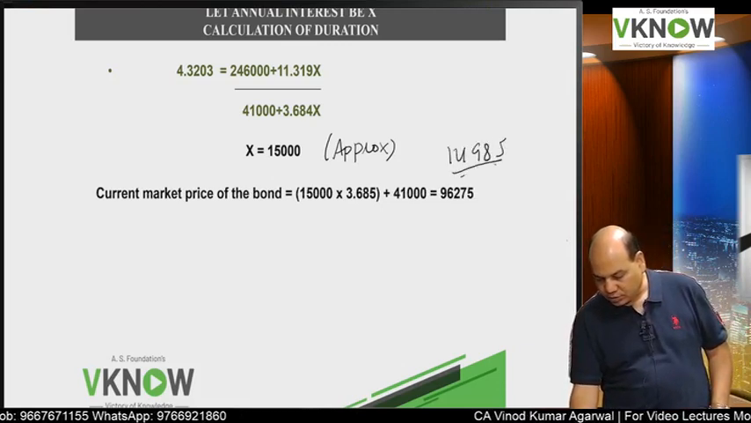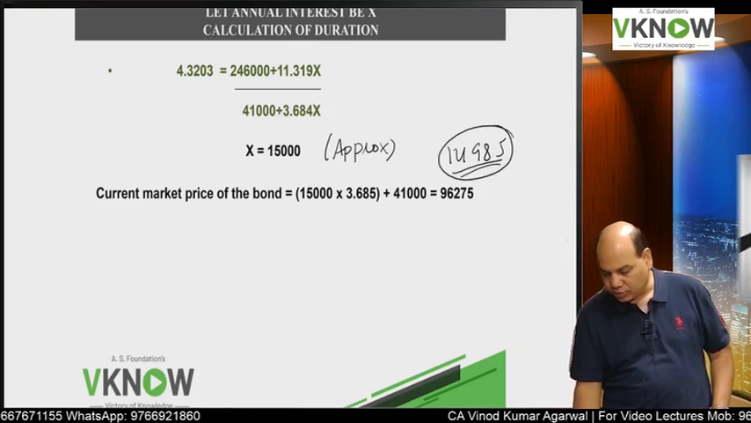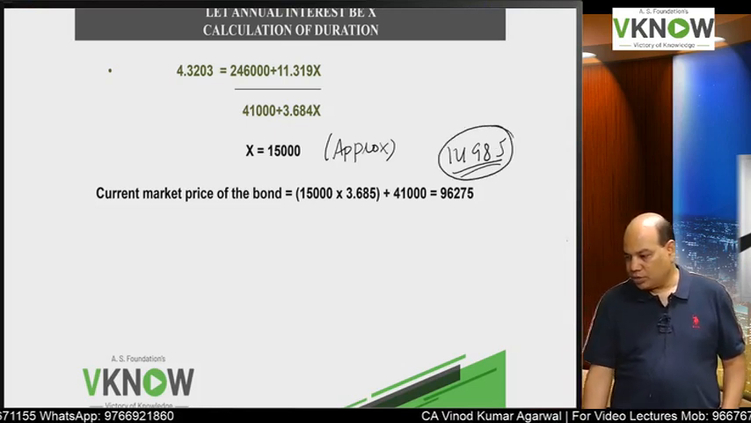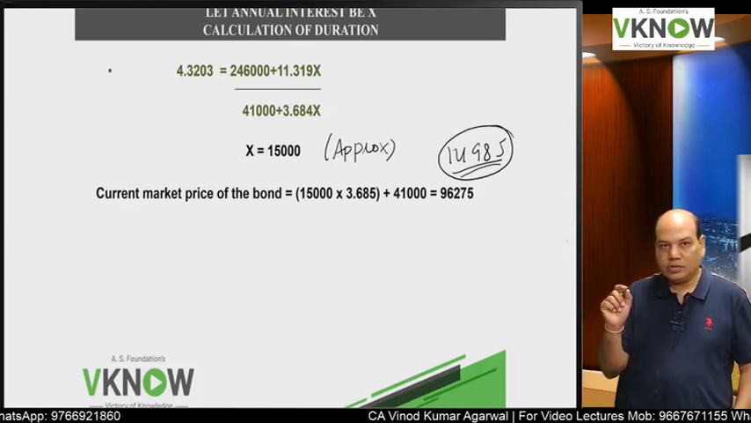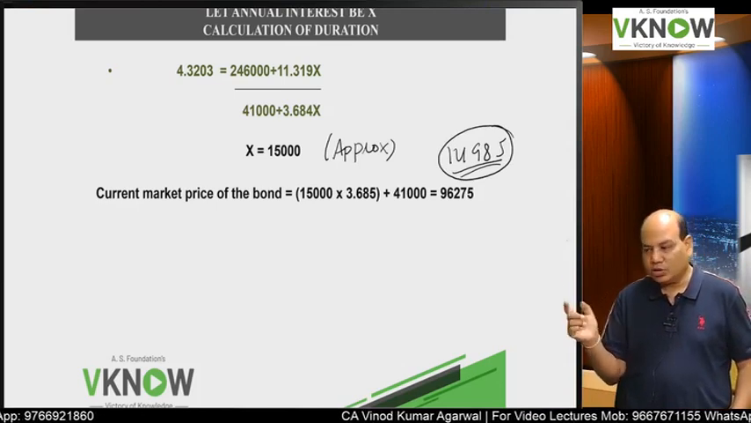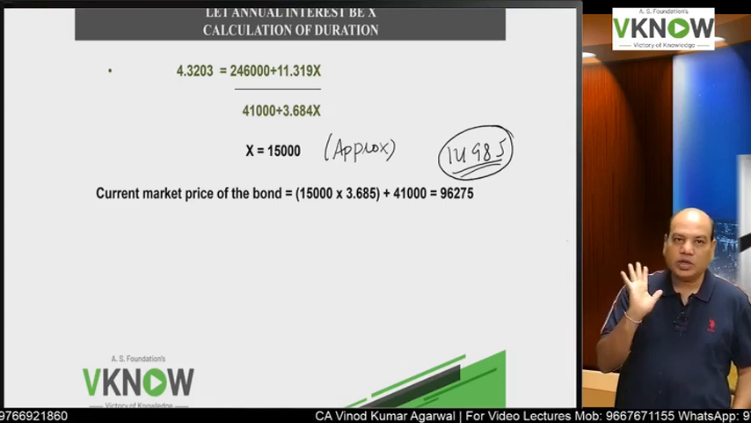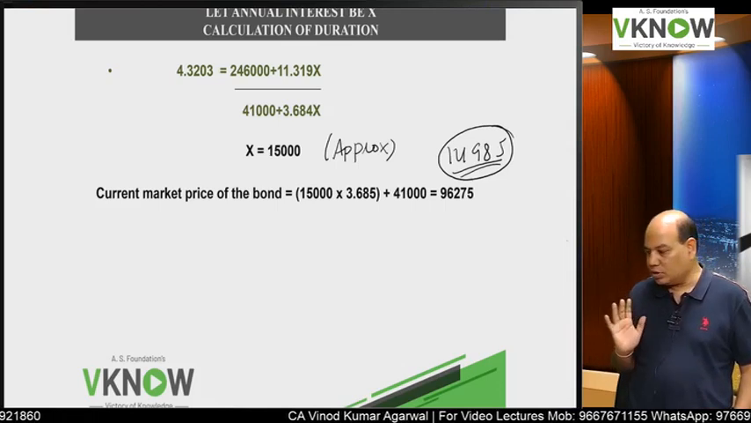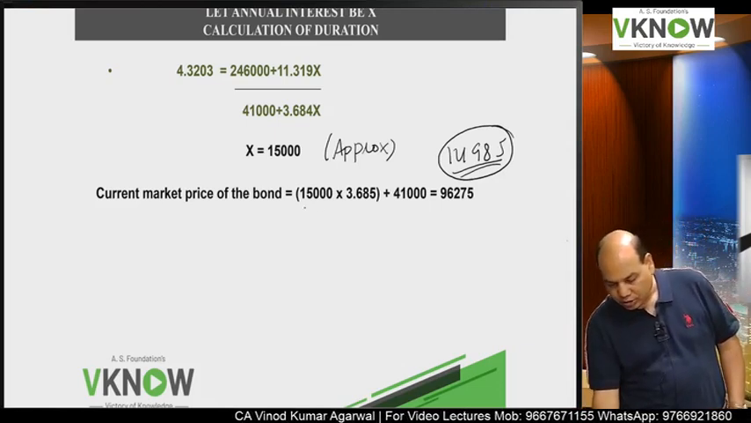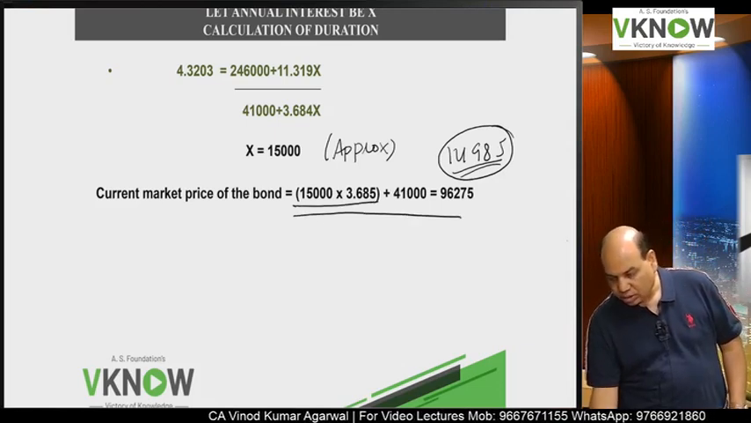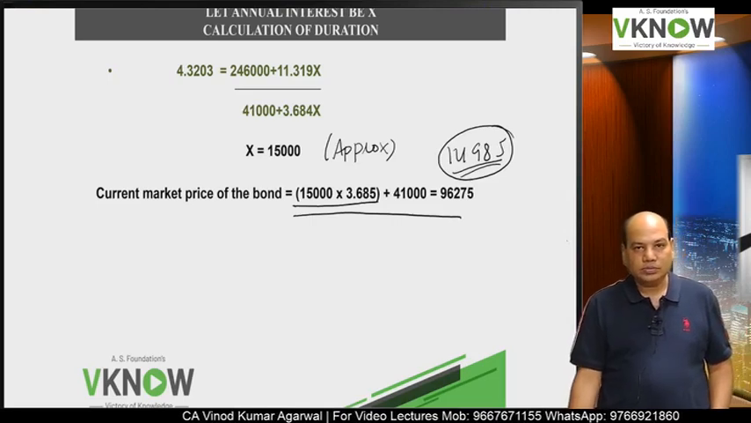So if you are getting 14,985 or something, you can round off to 15,000. Even if you write 14,985, it's okay. Don't bother. So now you put the value in the total of the last column.